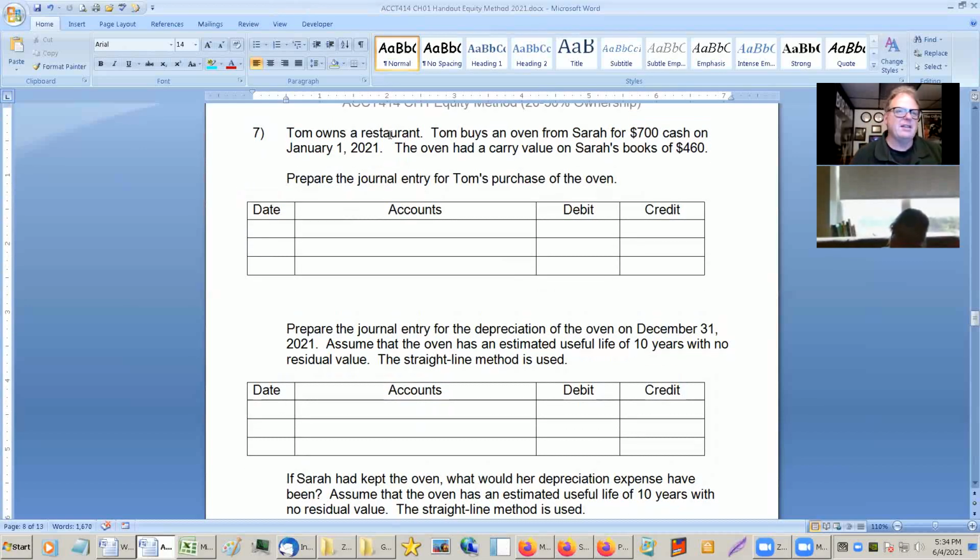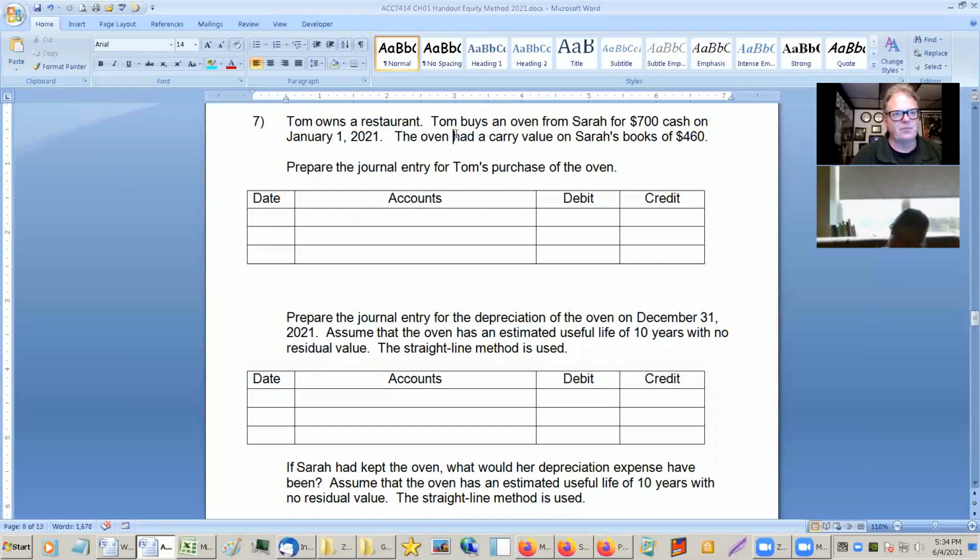And this is just an example: Tom owns a restaurant. Tom buys an oven from Sarah for $700 cash. Sarah had it on her books at $460, but Tom paid $700. So Tom is going to put it on the books for what he paid. It doesn't matter what Sarah paid for it.